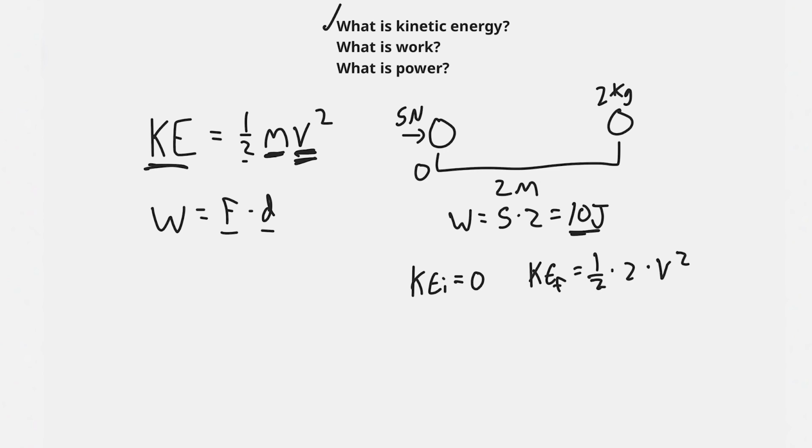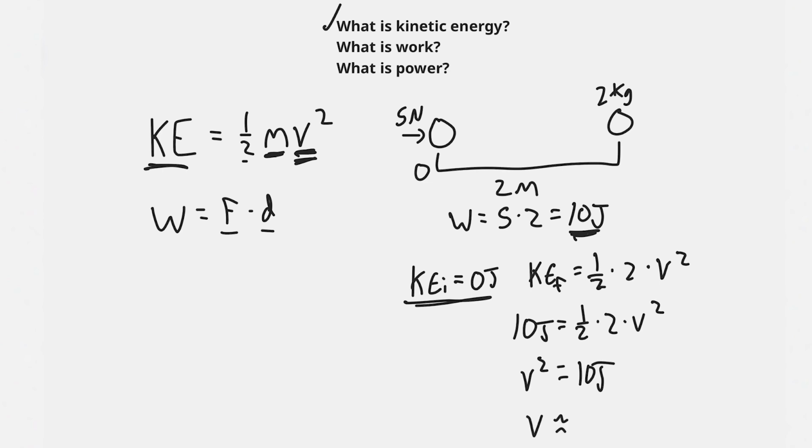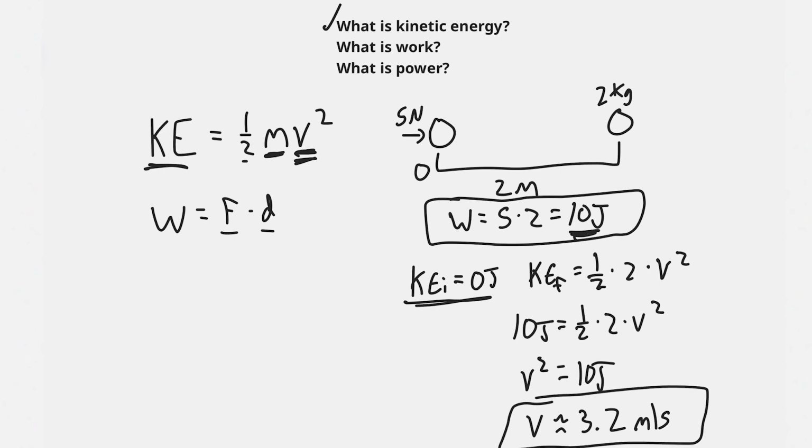We know that it started off with 0 joules of kinetic energy, and then by applying that force, we gave it 10 joules. So we do 10 joules is equal to 1/2 times 2 times v squared. That means v squared is equal to 10 joules. And using some rounding, we can say that the velocity is roughly equal to about 3.2. This is a really common way that work is applied. You figure out the change in kinetic energy by doing your work equation, and then you use that to solve for the new velocity of that object.